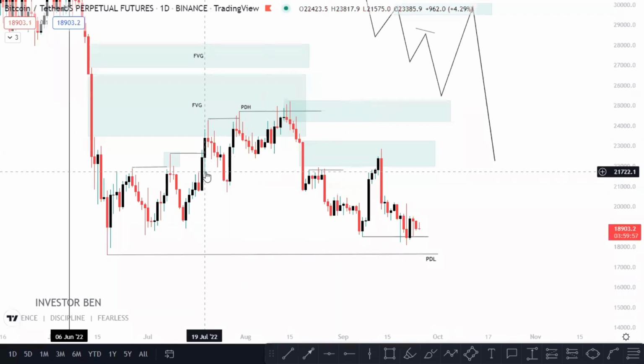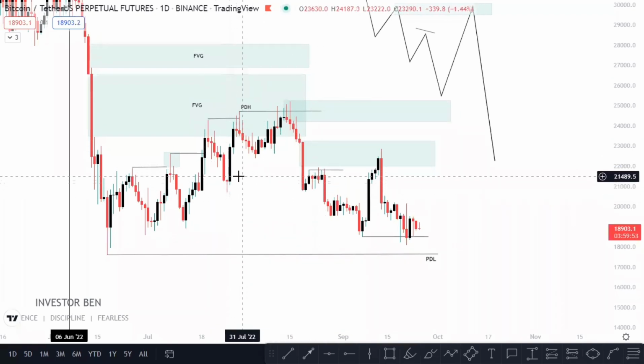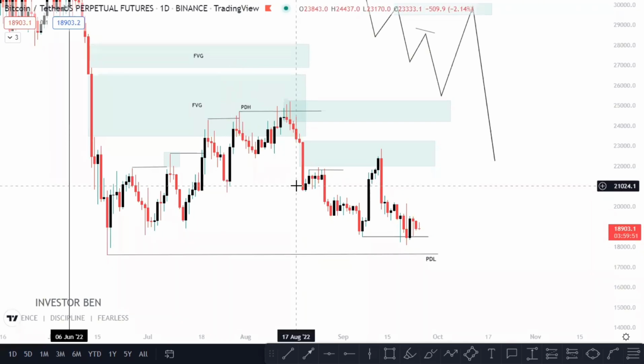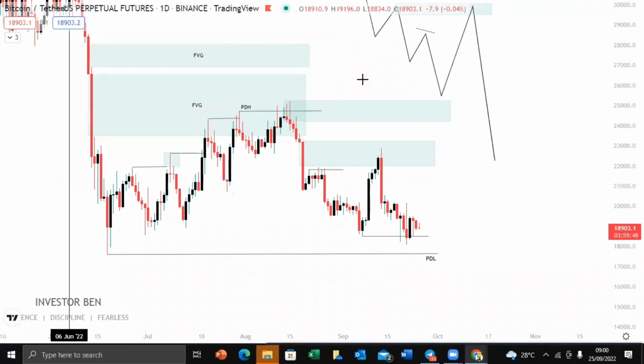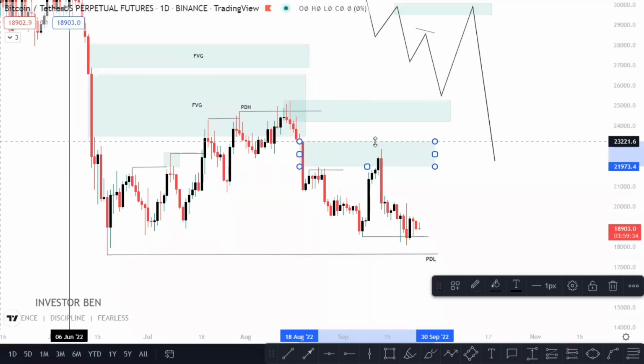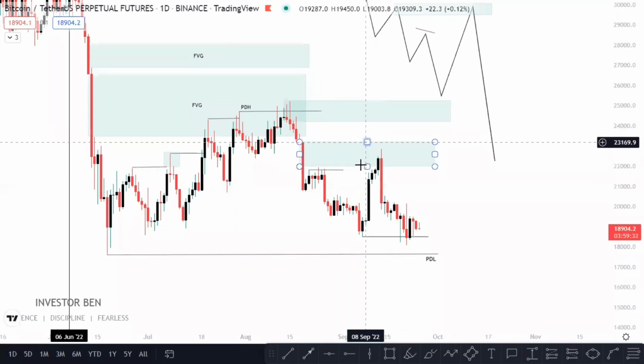A demand zone could be a breaker block, right? A breaker block could be used as a demand zone, and a breaker block could be used as a supply zone. A fair value gap could be used as a supply zone, and a fair value gap could be used as a demand zone, right? Yeah, other blocks could be used as demand and supply zones, but majorly you all know about other blocks alone being used as a demand and supply zone, right?